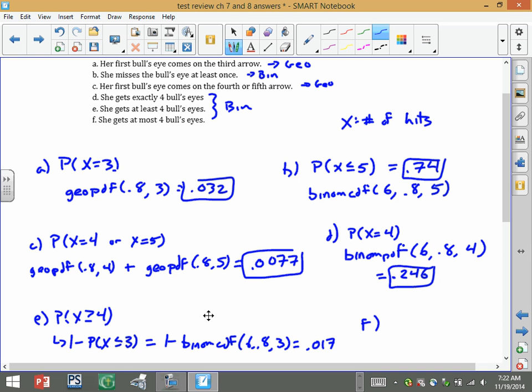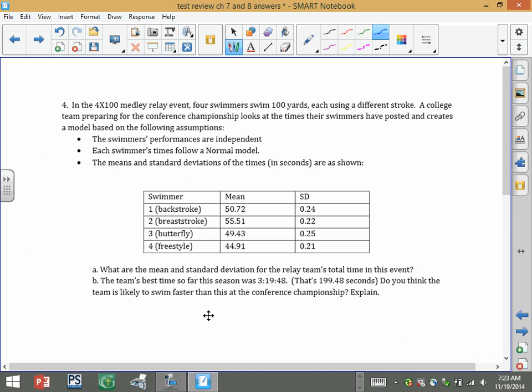And probably she gets at most, so that's probability that x is less than or equal to 4. No tricks here. It's just binomial CDF 6, comma 0.8, comma 4, and that's 0.998. On to number 4.